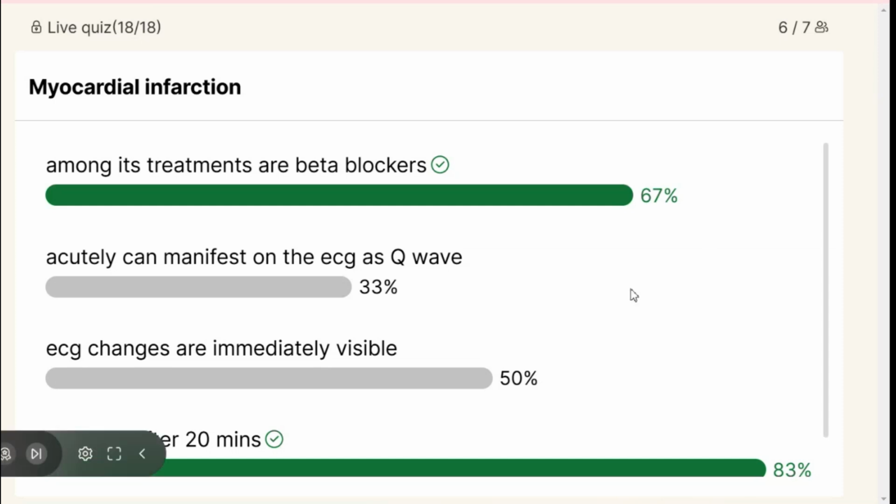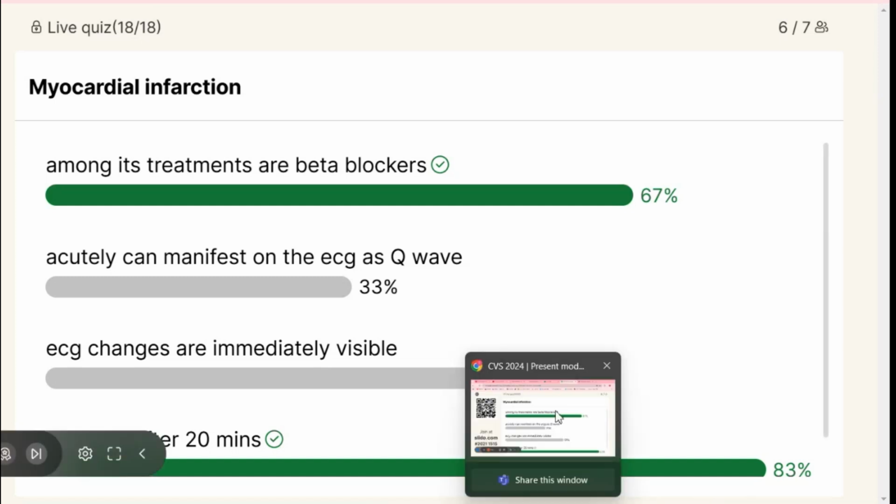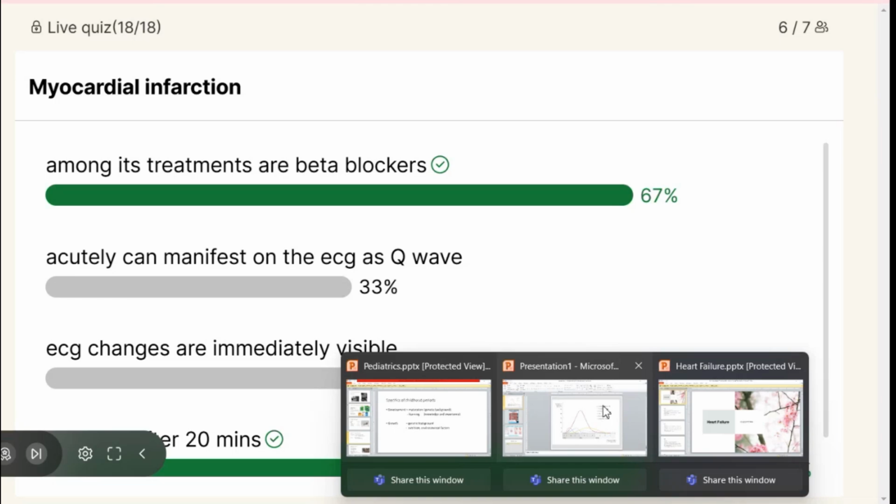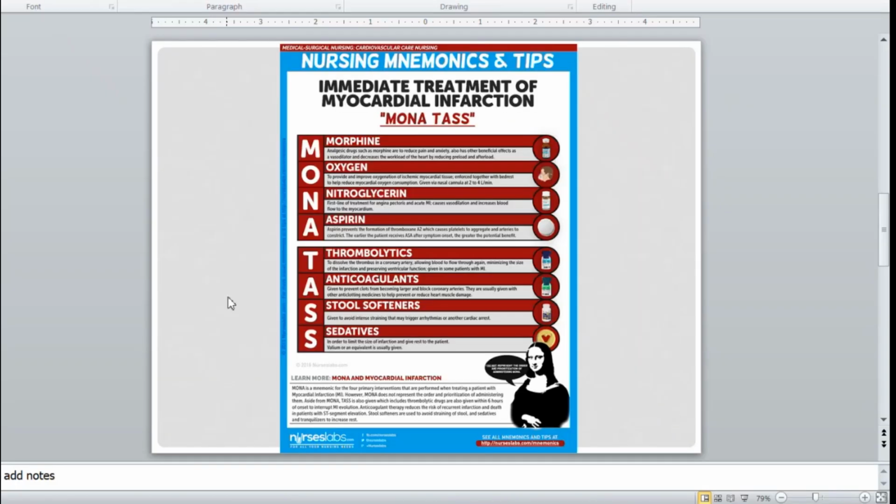But other medical treatments that help with the patient's survival include, one second, yes. So it includes this abbreviation, MONA-DAS, which is morphine, oxygen, nitroglycerine, aspirin, which is an antiplatelet drug, thrombolytics, anticoagulants, softeners, which I don't think you need to know, but this is just to prevent them from straining and possibly causing another cardiac arrest, and sedatives.